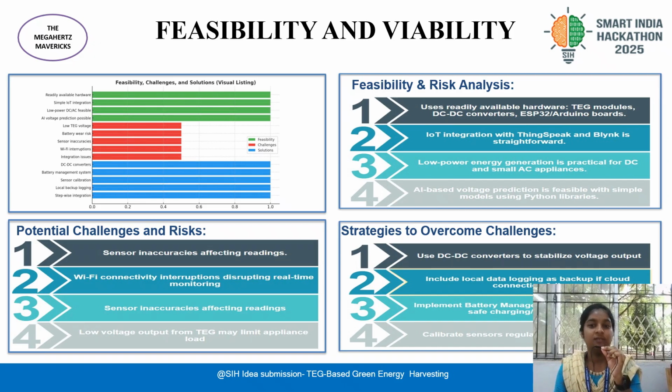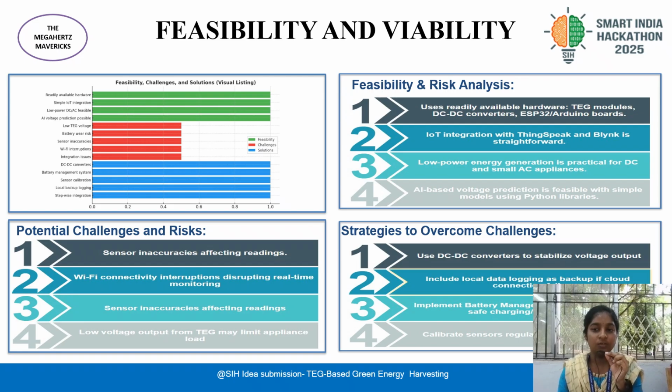Next, we will see the feasibility and viability. Feasibility, challenges, and solutions are presented in this line graph. First, the feasibility. We are using hardware components such as TEG modules, DC to DC converters, ESP32, and Arduino boards, and these hardware components are readily available. We are also using IoT integration. For what purpose? Data will be stored on a cloud platform, such as ThingSpeak and Blynk IoT.